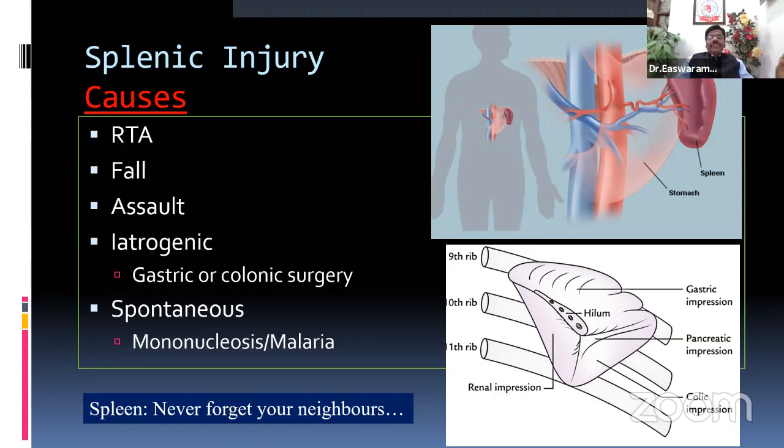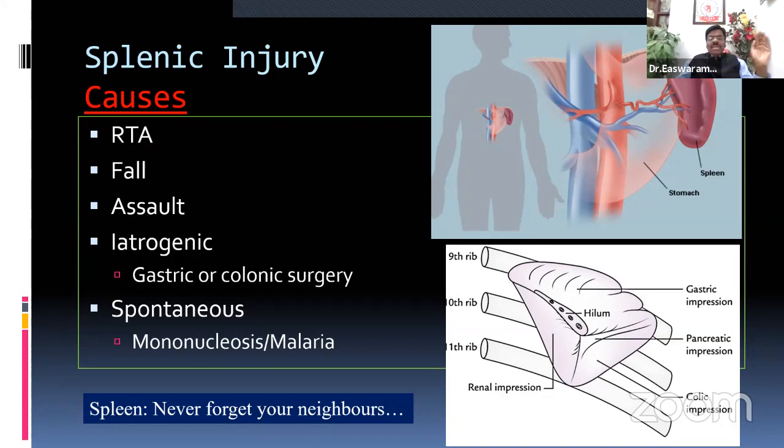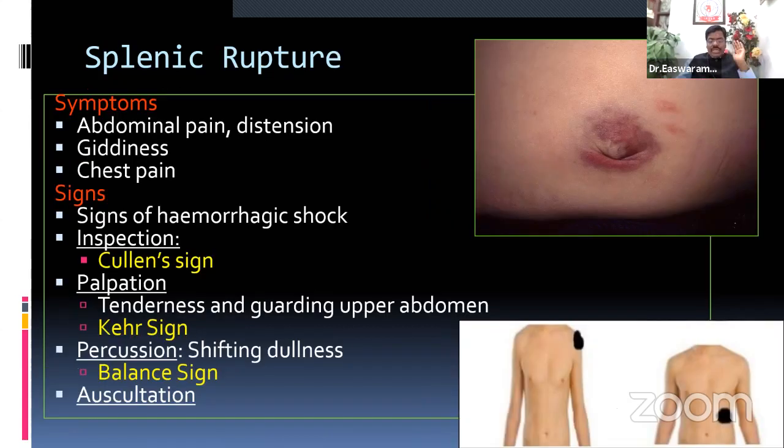The splenic vein forms the portal vein along with the superior mesenteric vein, the portal system. So these two have to be carefully ligated at the hilum of the spleen during the surgery. Nowadays, we do both laparoscopic and open splenectomy, but ligation of the splenic vessel, the pedicle ligation, is very, very important.